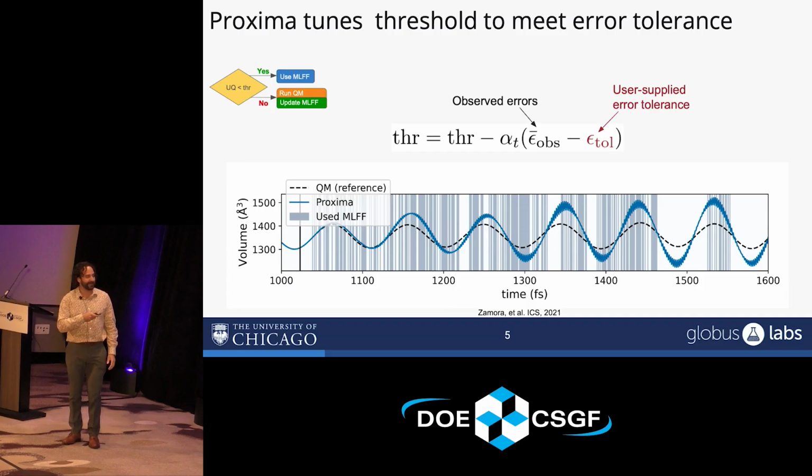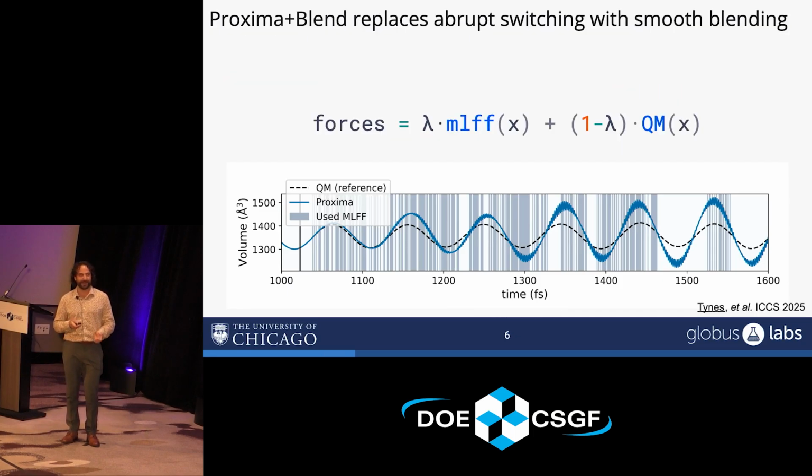So if we look at the oscillation of the volume of my simulation cell over time, the black dashed line is the quantum mechanical reference. And using Proxima, we're turning the machine learning model on and off in these shaded regions. And when we start doing that, we introduce these high frequency modes in this volume oscillation. Also, the oscillation is amplifying over time. So we've disrupted the dynamics. And we think that has to do with introducing these discontinuities or non-smoothness in the potential energy surface that's generating these forces. So to fix this, I introduced a smooth blending parameter.